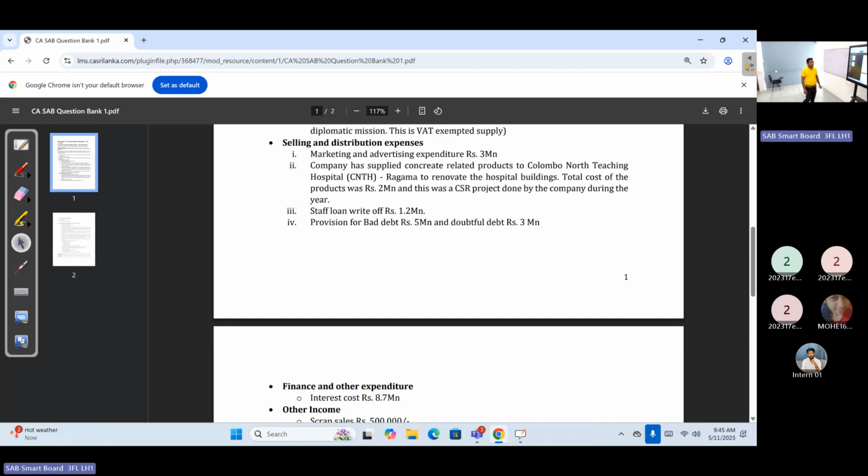Right. Staff loan write-off. The same thing. Not incurred in the production of income. Therefore, it is disallowed. 1.2 million.